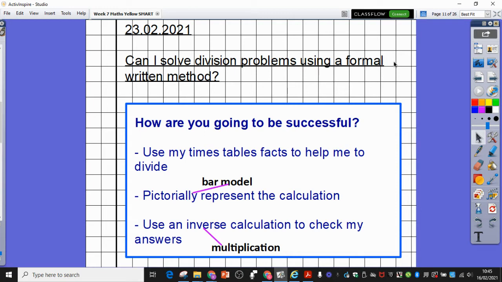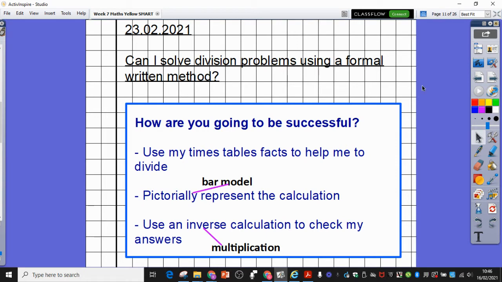How are you going to be successful? Well, you're going to have to use your times table facts to help you divide. You are going to pictorially represent the calculation so that you're demonstrating to me that you understand what you are doing. And you're going to use an inverse calculation to calculate and to check your answers. So pictorially represent, you're going to be bar modeling. And inverse calculation, you're going to be using multiplication to check that your answer is right. So let's move on now.